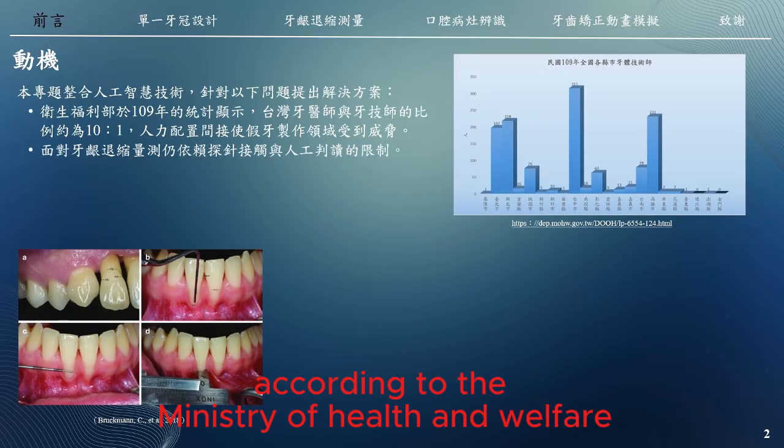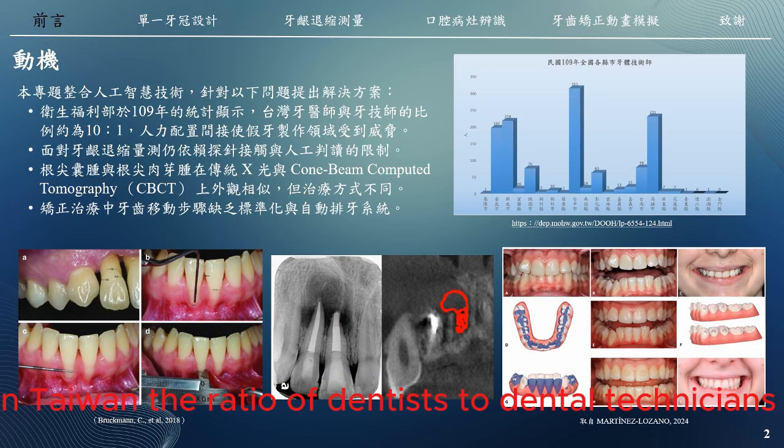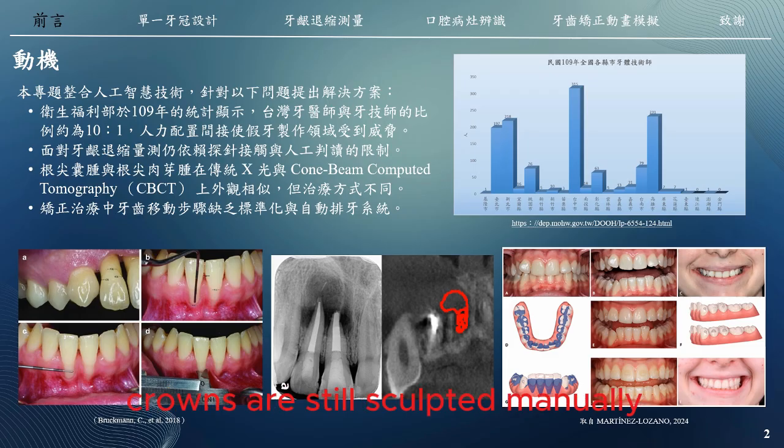According to the Ministry of Health and Welfare in Taiwan, the ratio of dentists to dental technicians is roughly 10:1. In prosthodontics, temporary crowns are still sculpted manually by dental technicians, which typically takes 1 to 2 hours per case. Gingival recession is commonly measured with a periodontal probe, making it highly operator-dependent and prone to human error.